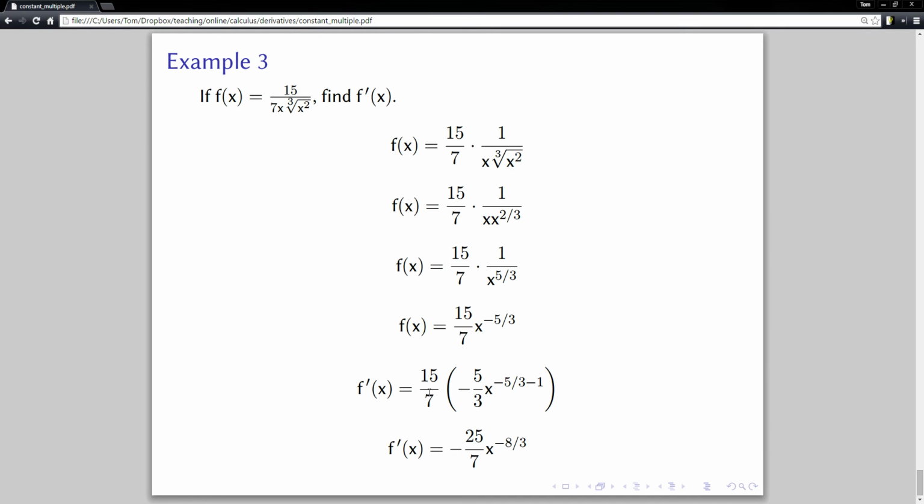So what I'm going to do is multiply 15/7 times negative 5/3, right? You're going to have to reduce that down a little bit. That's going to come out to be negative 25/7. And then I am going to have to actually subtract these numbers here, right? Get a common denominator. 1 is 3/3, so I have negative 5/3 minus 3/3. That comes out to be negative 8/3. So that is the derivative of this function here.